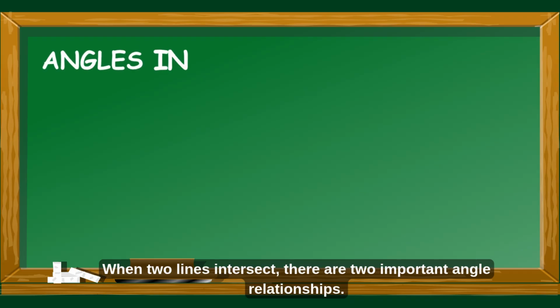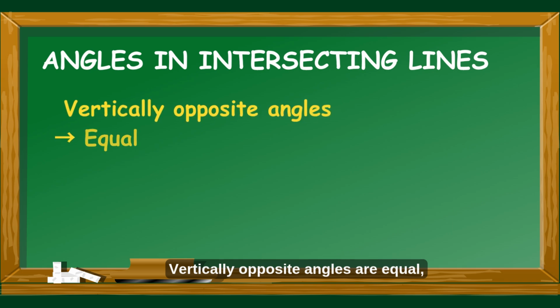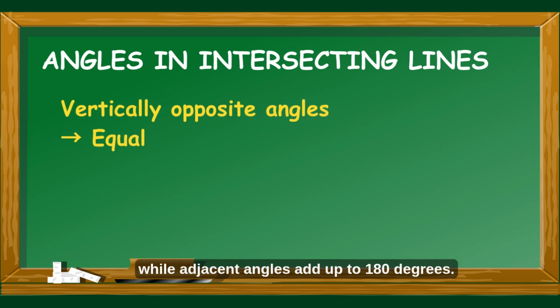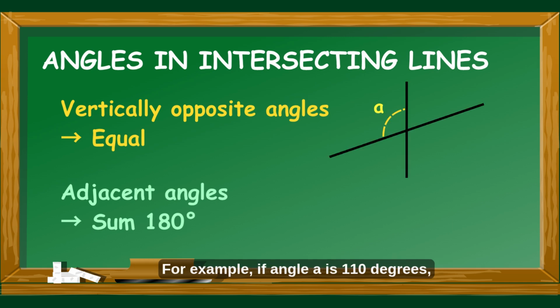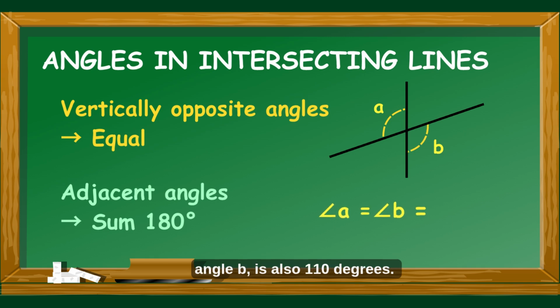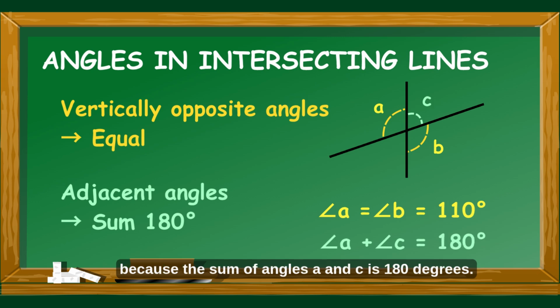When two lines intersect, there are two important angle relationships. Vertically opposite angles are equal, while adjacent angles add up to 180 degrees. For example, if angle A is 110 degrees, its vertically opposite angle, angle B, is also 110 degrees. Meanwhile, angle C is adjacent to angle A, so it is 70 degrees, because the sum of angles A and C is 180 degrees.